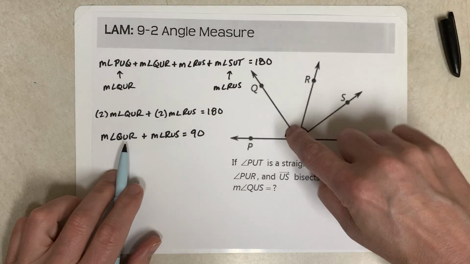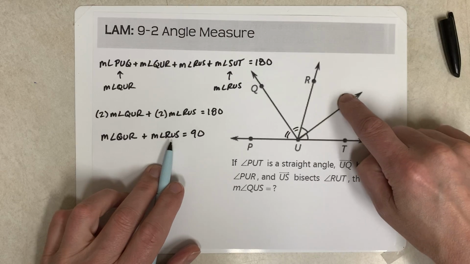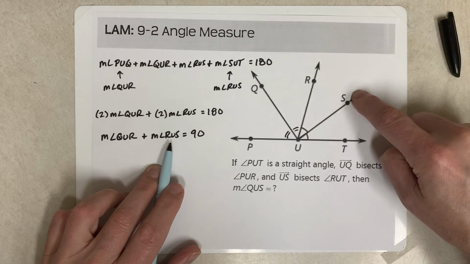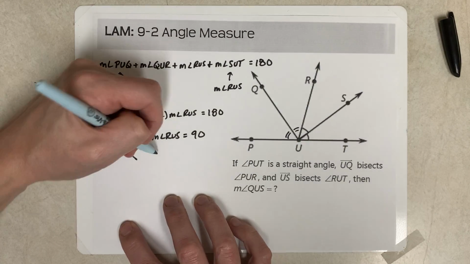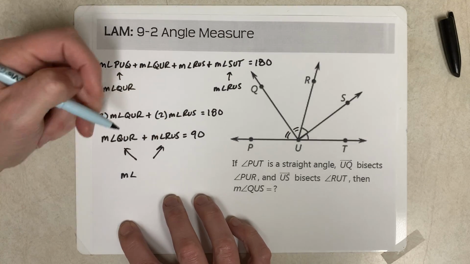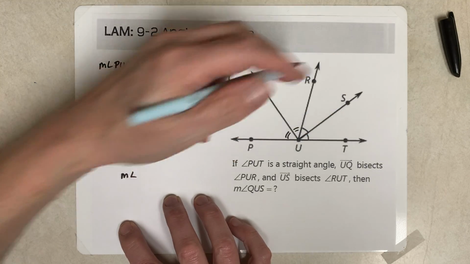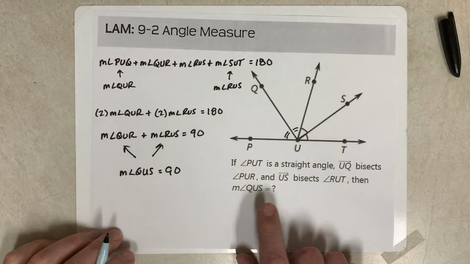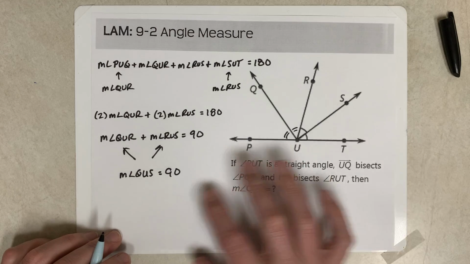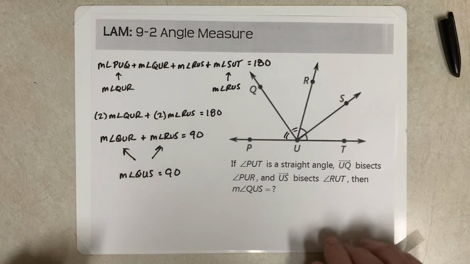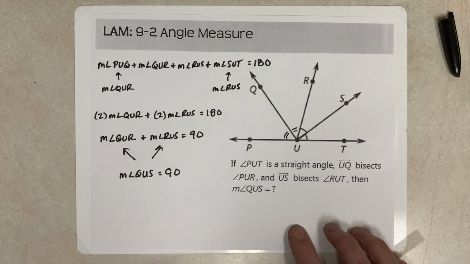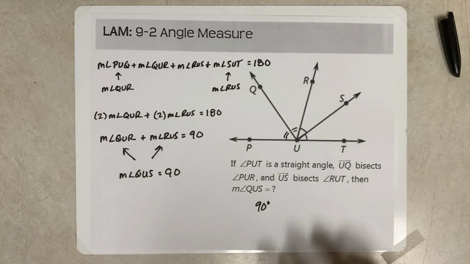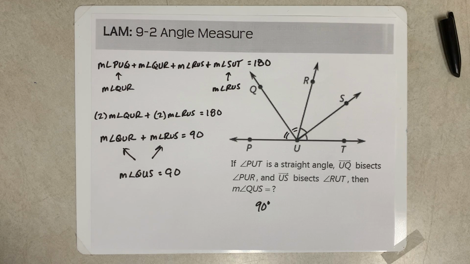So the measure of QUR plus RUS is actually this whole thing. So these together actually make the measure of angle QUS. And that is equal to 90, and that's what it's asking for. So there weren't any things given to you except for some bisectors, and it turns out that the measure of QUS is 90 degrees.